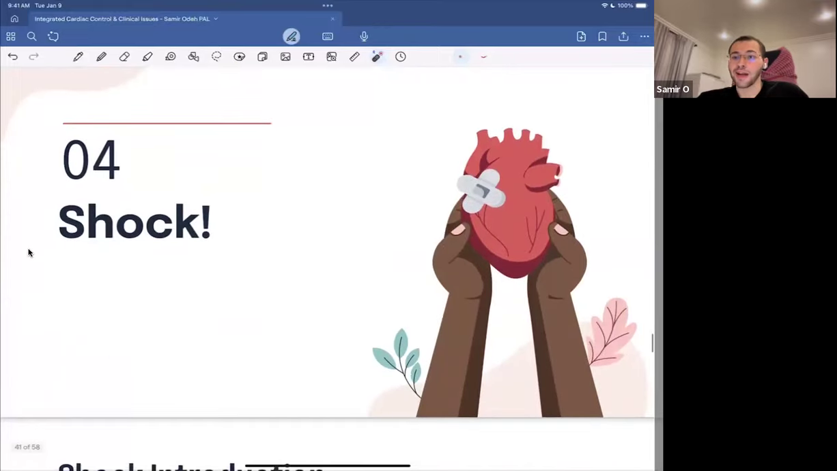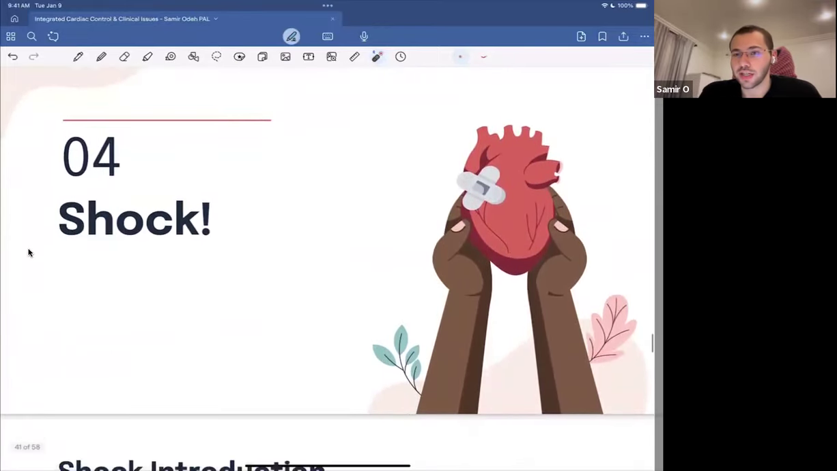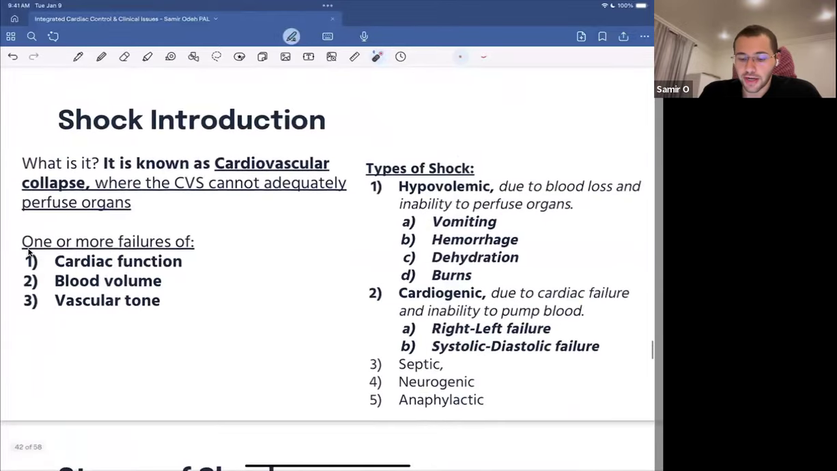Okay. Our next section is regarding shock. It's a pretty short section, and you don't need to know much about shock in first year. You're going to have an entire lecture on just shock in second year, so don't worry about that. But essentially, it's your heart, or actually your entire cardiovascular system, collapsing. It's known as cardiovascular collapse.